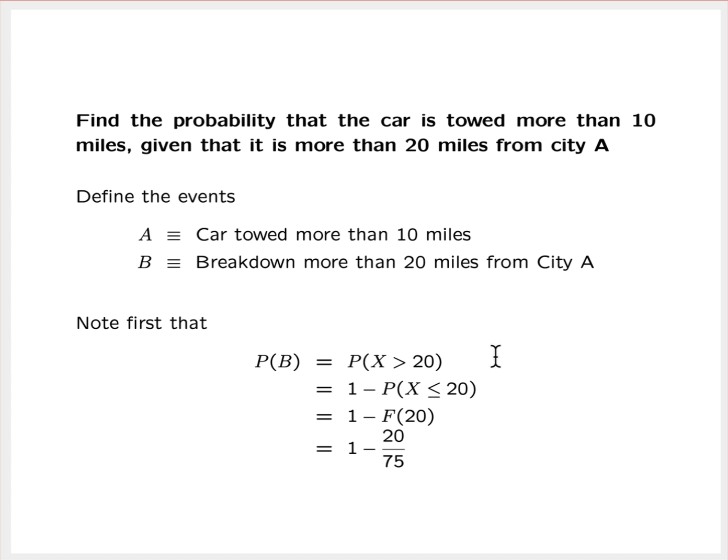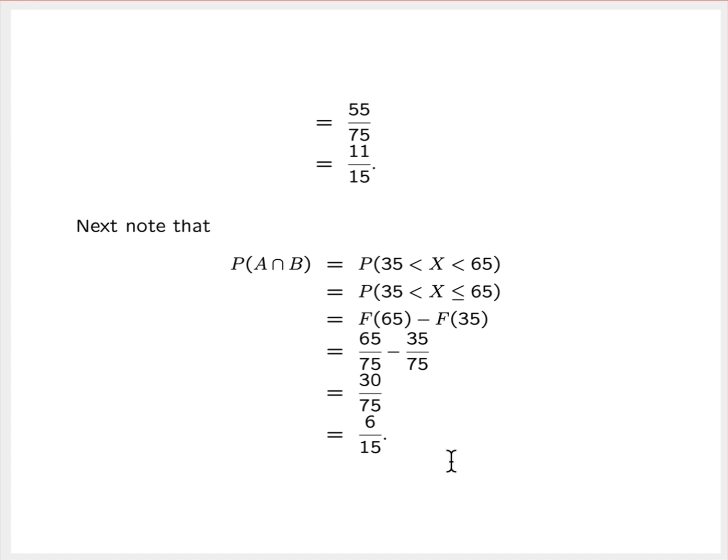And so we want the probability that x is greater than 20, which by the complement rule is equal to 1 minus the probability that x is less than or equal to 20. All right, and so this is the type of probability that we can calculate using the CDF. It's just the CDF evaluated at 20. And so this probability is 1 minus 20 over 75, which is 55 over 75, or 11/15.